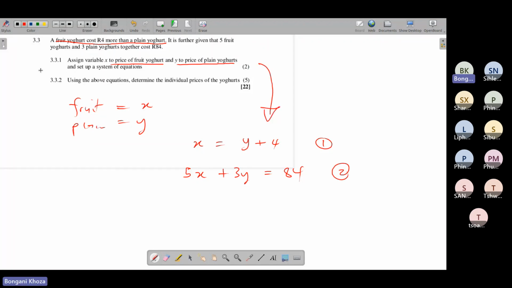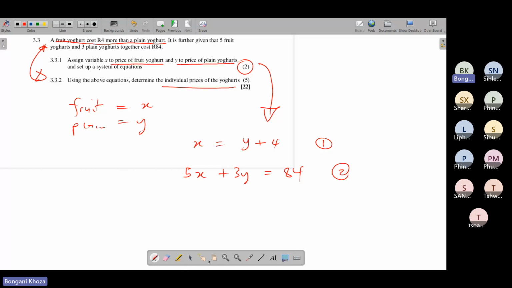Right, so this was the 2 marks over here. So the question could have just gone from this to that for 7 marks without giving you a clue to this step. So this could have just been one statement for 7 marks. They were generous here to tell you what to do in terms of making fruit to be X, making plain yogurt to be Y. So you have set up your system of equations. Now they're asking you to use these equations to find the individual prices of the yogurts.